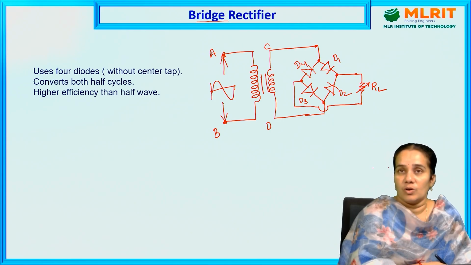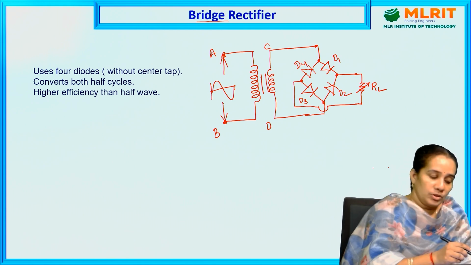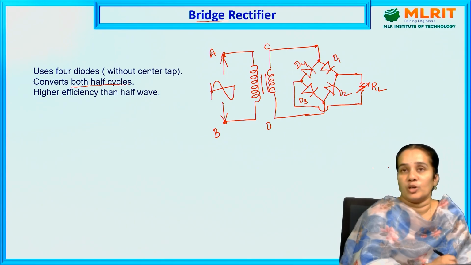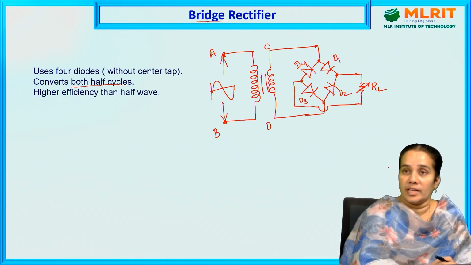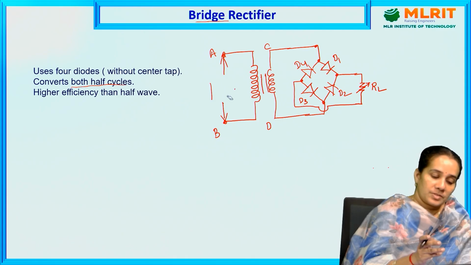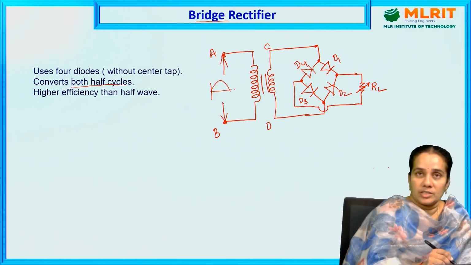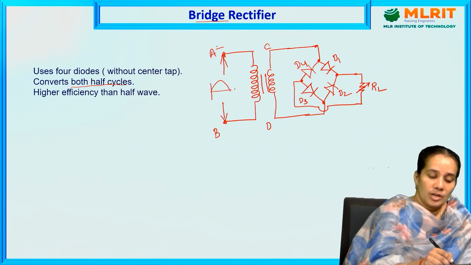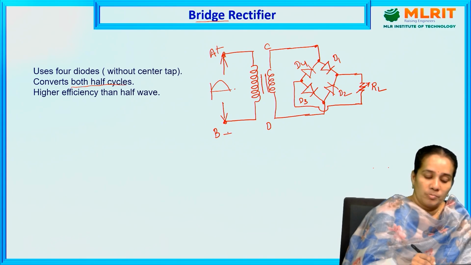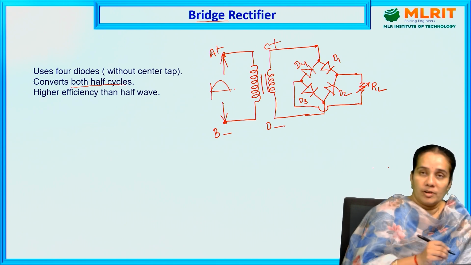It uses the 4 diodes and it rectifies both half cycles, both the positive half cycle and the negative half cycle. Same as the half wave rectifier, here also the rectifier will operate in the positive half cycle and the negative half cycle. So first we have to see the positive half cycle. Positive half cycle means we are giving positive voltages. When we give the positive voltages, node A will become positive and node B will become negative. Similarly, node C will become positive and node D will become negative.